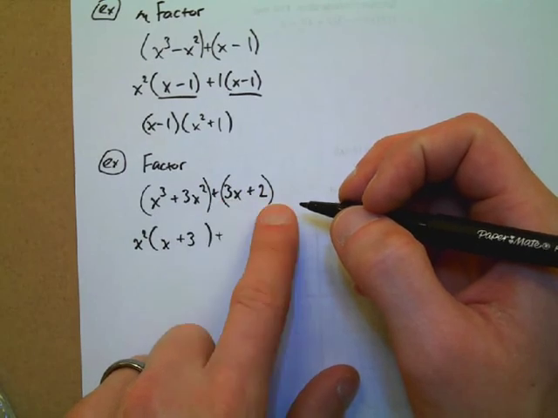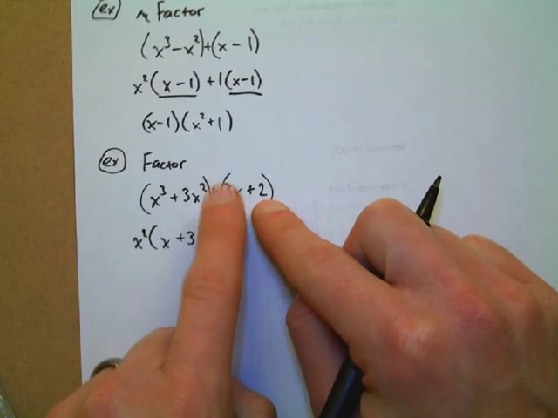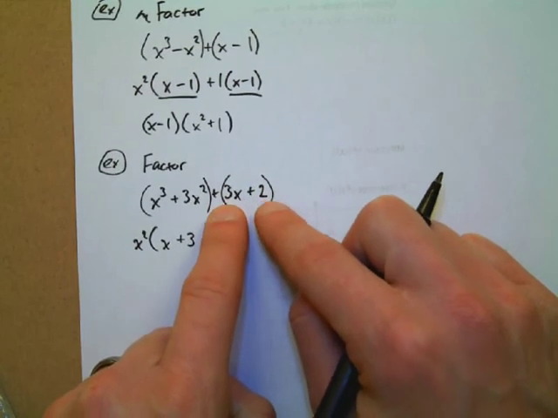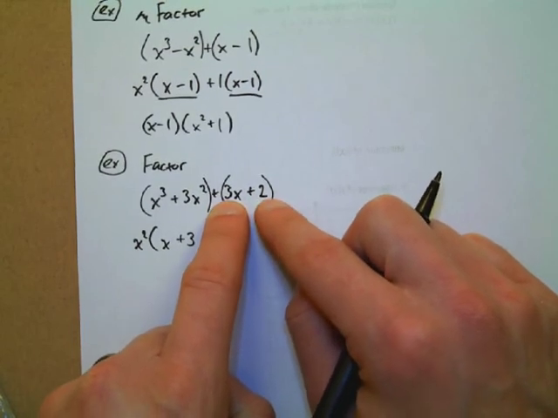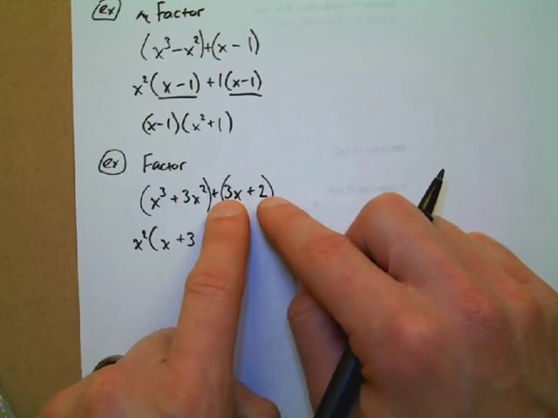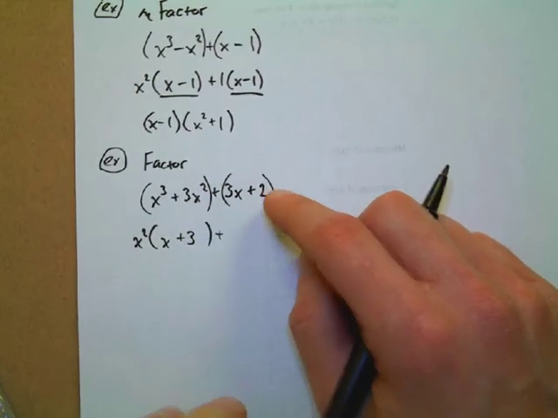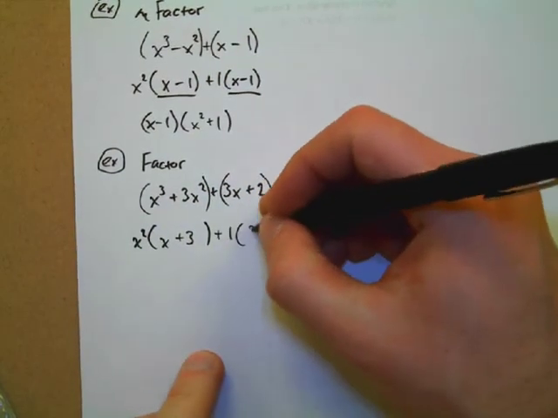So let's talk about that, right? This is divisible by 3. Can I divide 2 evenly by 3? No. So we can't take a 3 out. This has an x, but this does not have an x. Can I take an x out? No. So what's the most we can take out from this group right here? Just a 1. And so what's left behind is just 3x plus 2.